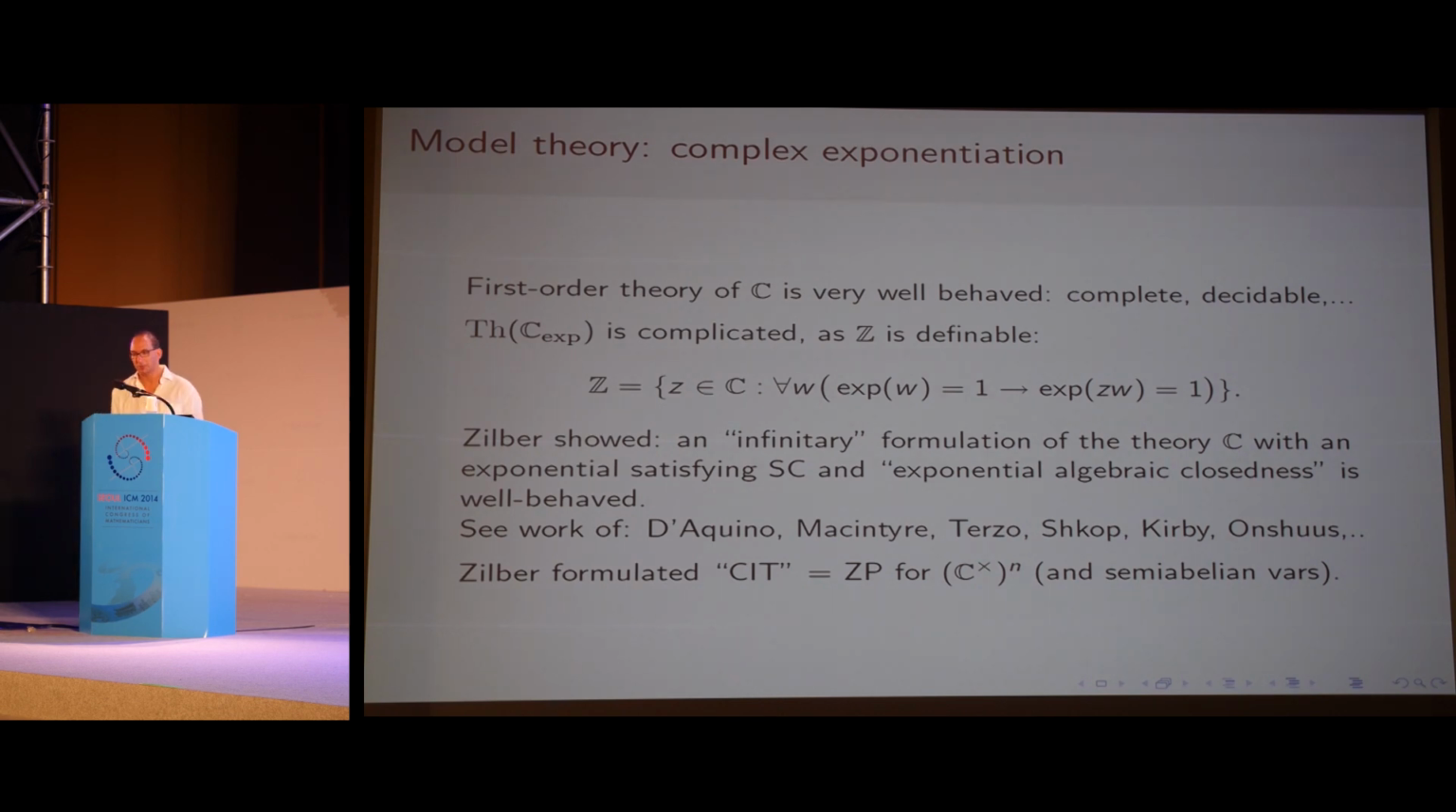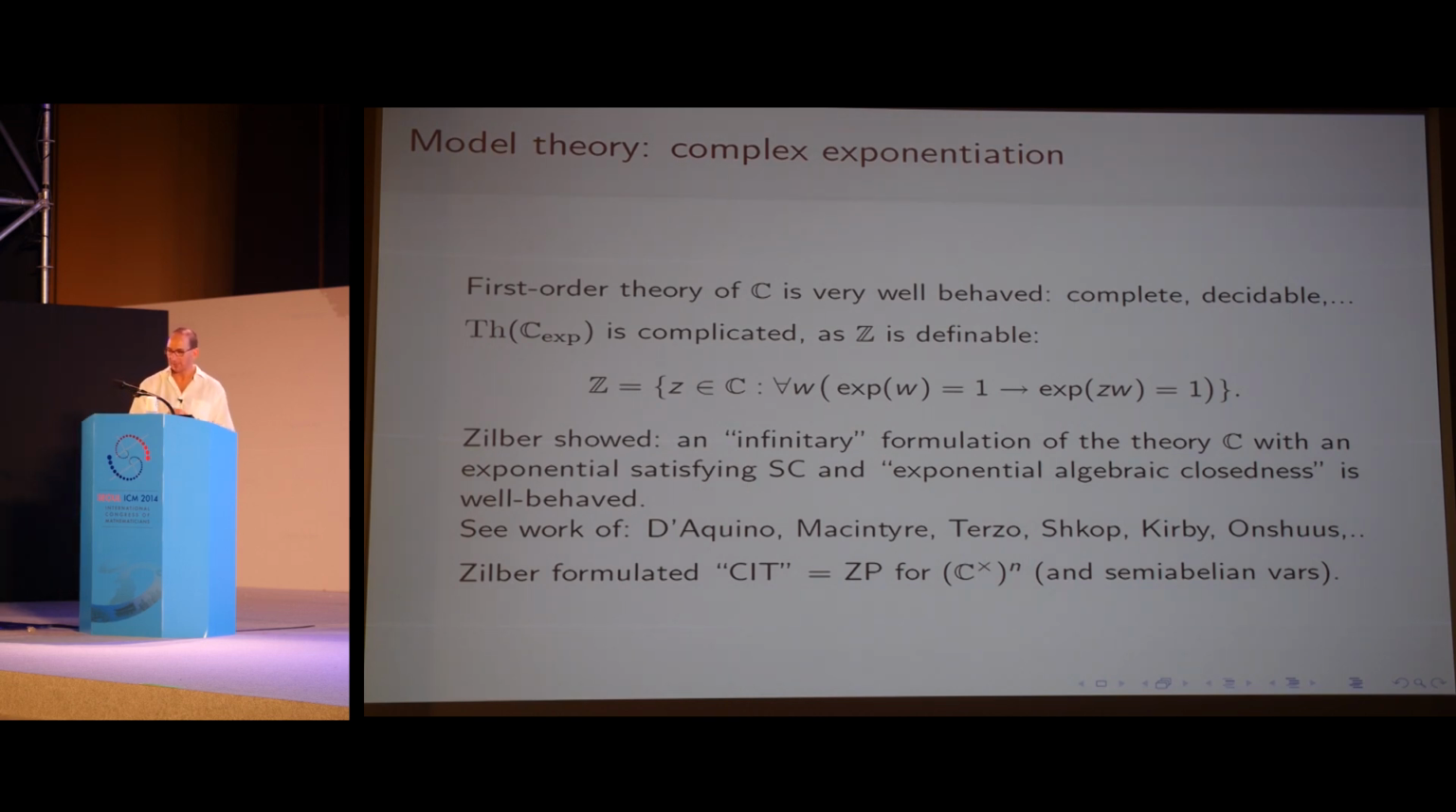If we add the complex exponential to the structure, it becomes very complicated because the integers are definable in that structure, as in the way shown, and one then has phenomena associated with Gödel's theorem, undecidability of this structure, and its extreme complexity. However, Zilber showed that assuming Schanuel's conjecture and some further properties, a suitable non-first-order setting for complex exponentiation has a well-behaved theory.